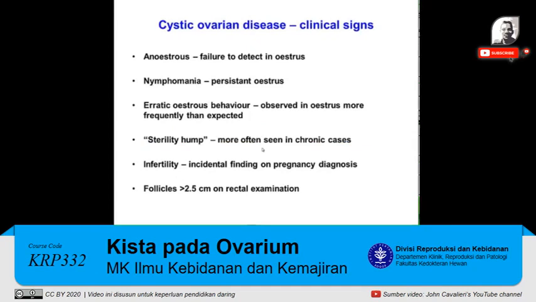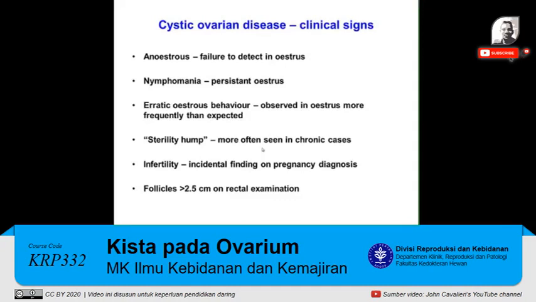Some of the clinical signs that are associated with cystic ovarian disease. The most common clinical sign is probably anestrus, that the cows don't actually show any signs of coming in heat, and this can be one of the reasons farmers ask vets to look at them. Other symptoms include nymphomania, where the cows are in heat a lot more often than you would expect. So the farmer might say, well, that cow's been in heat every day for the last 3 days, or she was in heat 2 or 3 days ago and now she's back in heat again, and she keeps doing that.